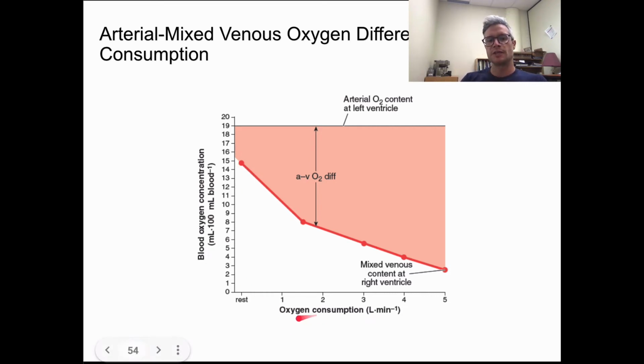As I start increasing my work rate, so the amount of oxygen that I'm consuming, or my VO2 consumption in liters per minute, I can see at the higher end when I'm working really, really hard, so 5 liters per minute here, that there's a huge difference between the oxygen content of blood when it leaves the heart versus when it's about to enter the pulmonary circulation again. Okay, and in essence, that's what this graph depicts.